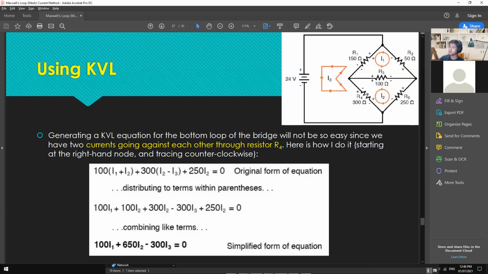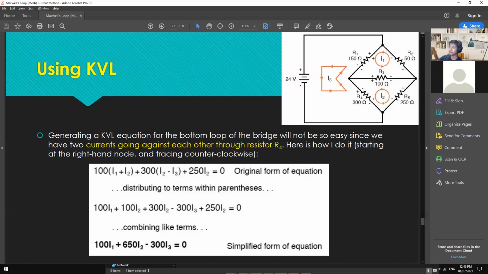But still, I will follow the symbols that are indicated here, just to have the same symbols. So positive 100, for the R3, multiplied to the I2, plus I1. So yeah, that's it for the second equation.